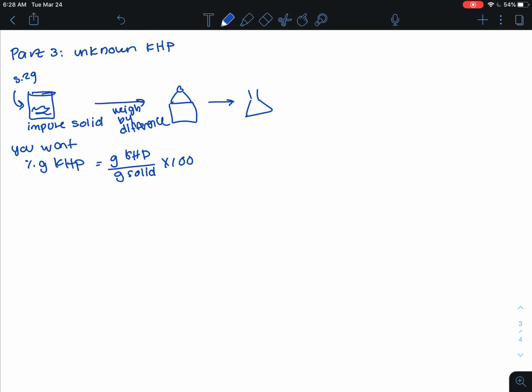Once you get your KHP, you would then dissolve it in your flask, you would then add the water and indicator. And then you would titrate it with your known NaOH. You'll know the reaction is complete because you can then determine that the color has turned pink and it stayed pink, which means you've reached your endpoint and the moles of acid and base are equal.